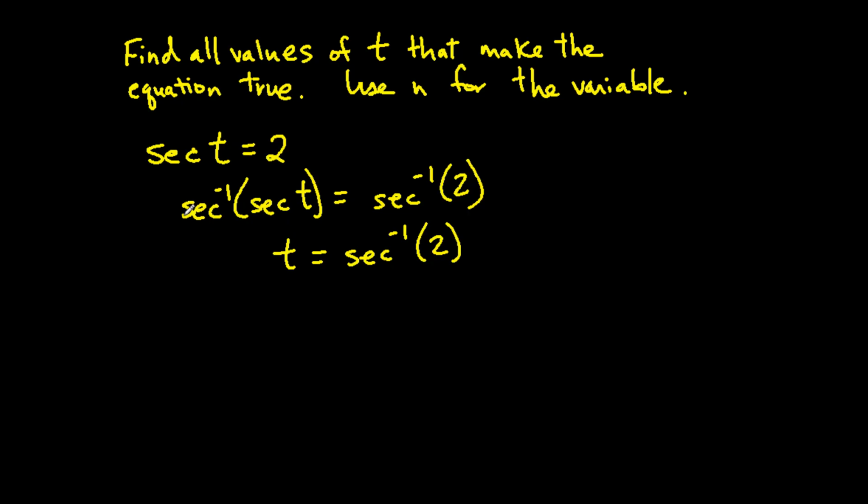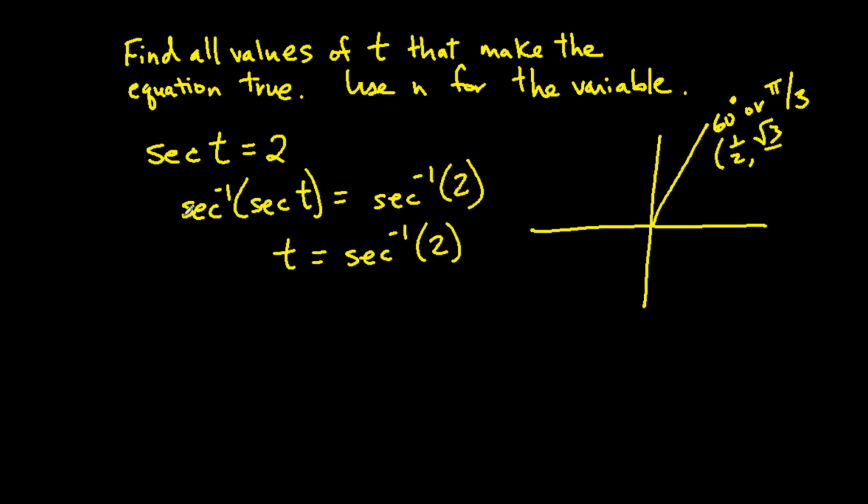Remember, secant is 1 divided by cosine, and 1 divided by a half would be 2, where the cosine would be a half. Where would there be a cosine value of a half? And that would be at 60 degrees, or pi over 3. We would have the coordinates 1/2 square root 3 over 2. That would lead to the secant 1 over cosine being 2. We need to find all the values in which it would land here. So that's when we do those multiples of 2 pi.